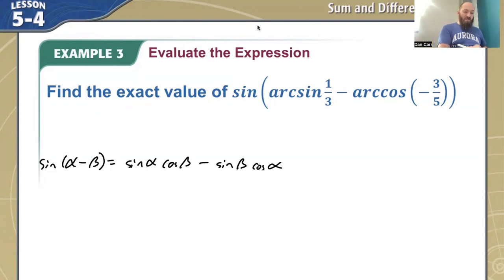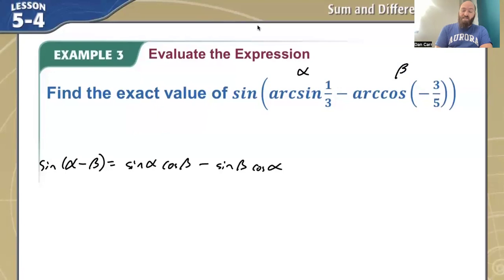In this one, we're going to continue with our sum and difference identities, and we're going to look at a couple different other scenarios. So for our first one today, we're going to look at: find the exact value of the sine of the arc sine of 1/3 minus the arc cosine of -3/5. Thing to remember about this is technically what I'm doing is I'm representing my alpha minus beta here.